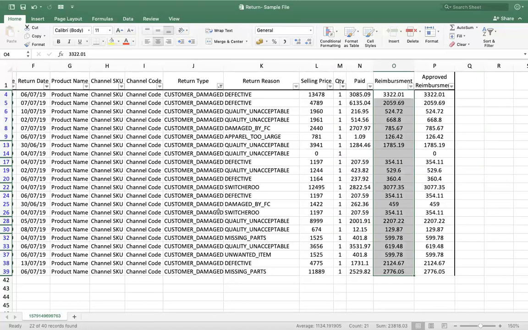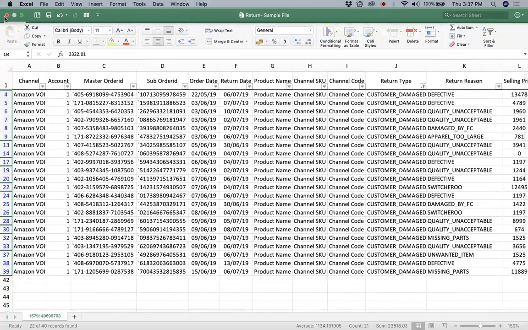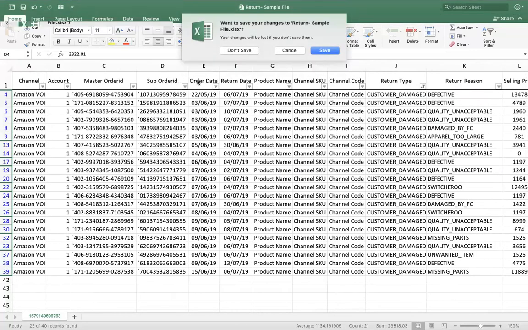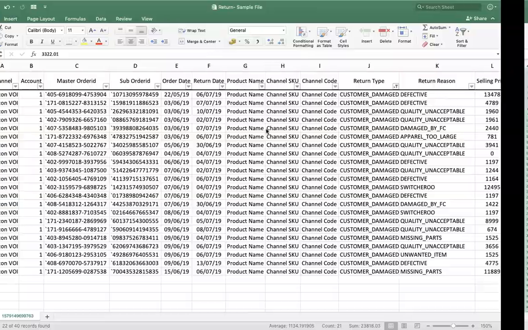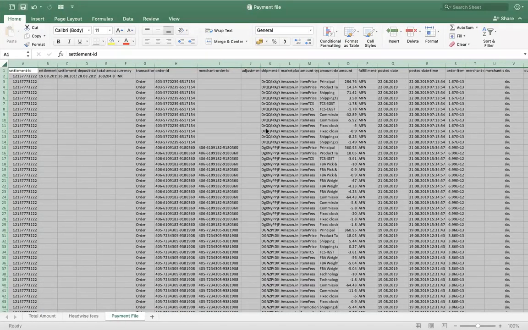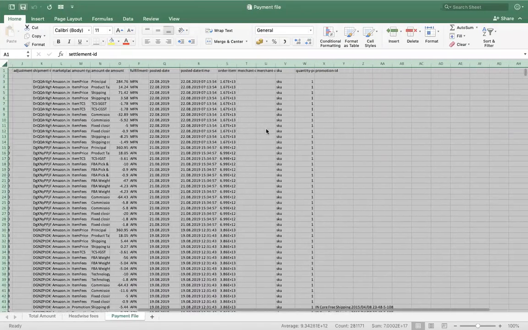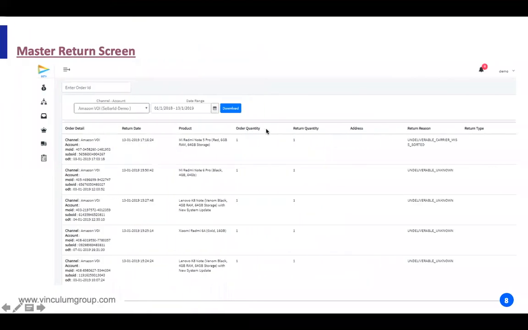So essentially what it means is you do not have to really download anything or do VLOOKUPs. All you need to do is just download this file from our system and make your life easy, because eventually all of us here as sellers are here to do business and earn more revenue, do more listings, and concentrate more on sourcing and increasing the catalog.